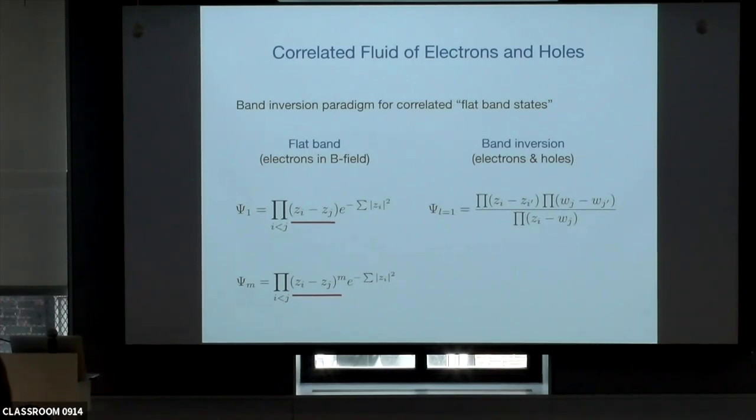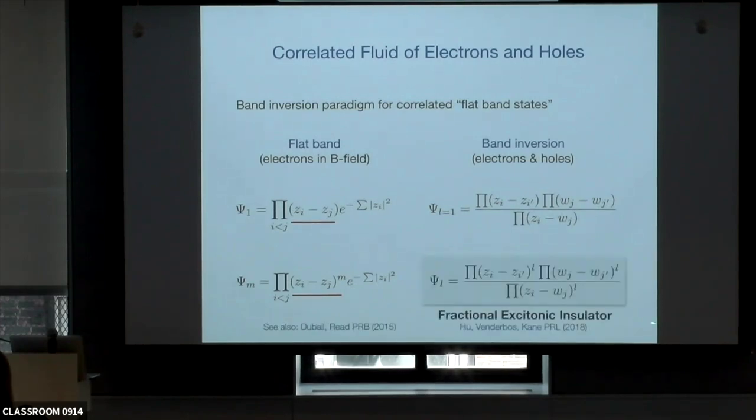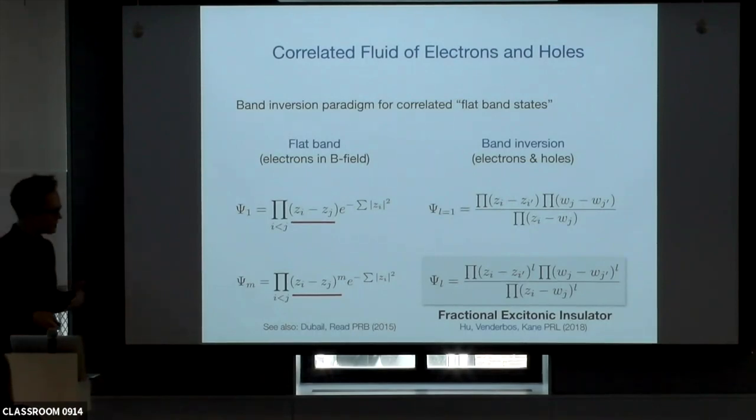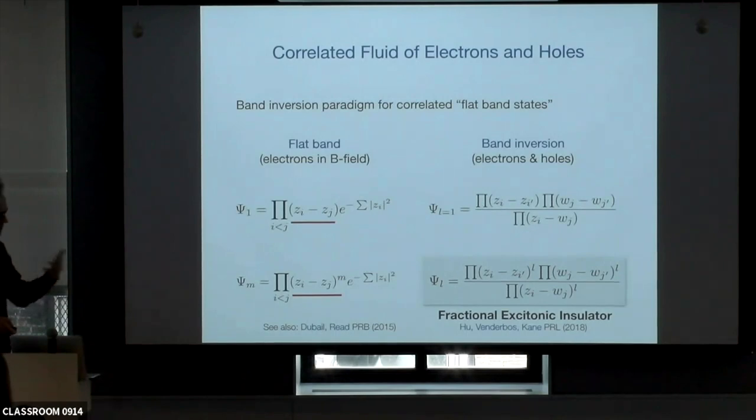And so you might think, well, let me then take this wave function here, where m is 3 or any other number, and generalize that, and just similarly here, take the power to the angular momentum L. And so this then constitutes a proposal, an idea, that a wave function of this form might describe a strongly correlated phase, which is akin and has the same phenomenological properties as a state described by this wave function here. And the name we gave that then is the fractional excitonic insulator.